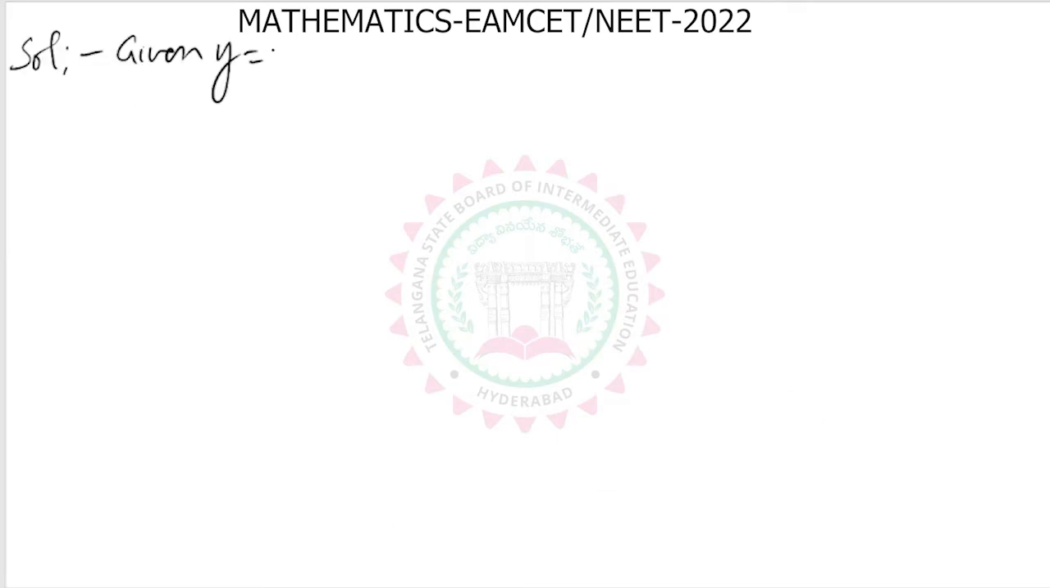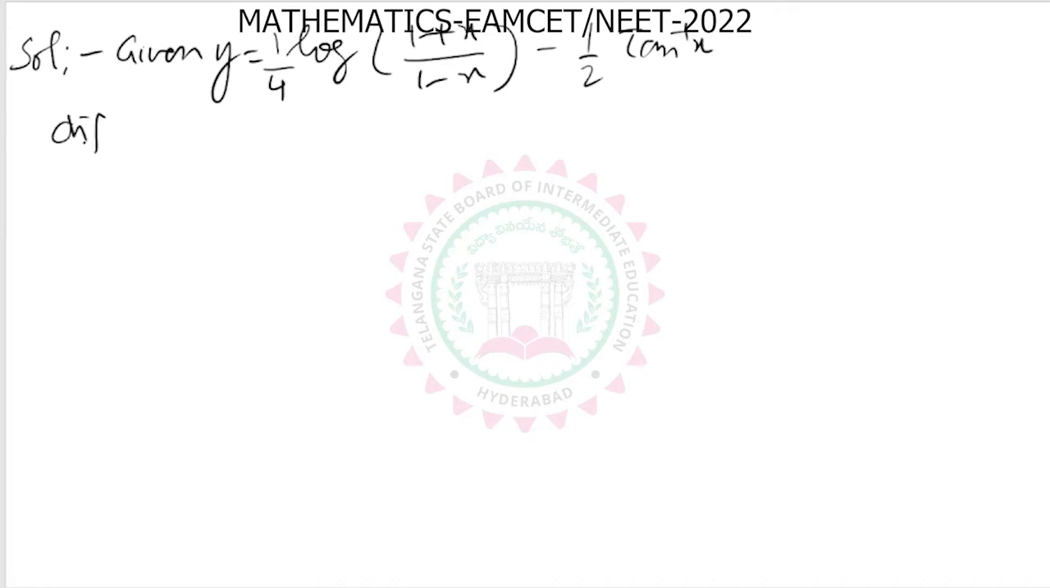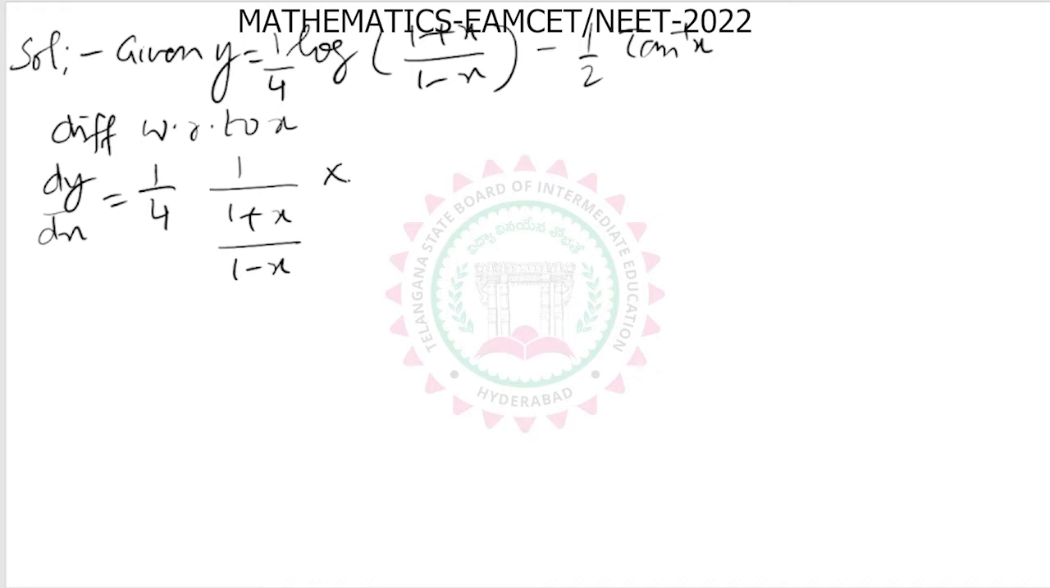Now y is equal to log of 1 plus x by 1 minus x whole power of 1 by 4. I can write this using log a power of m is equal to m log a, that is 1 by 4 log of 1 plus x divided by 1 minus x, minus 1 by 2 tan inverse x. He asks the value of dy by dx. So, differentiating with respect to x, dy by dx is equal to 1 by 4 as it is. Derivative of log of something is 1 by that something, that is 1 by 1 plus x by 1 minus x, into the derivative of this part, that is 1 plus x by 1 minus x.